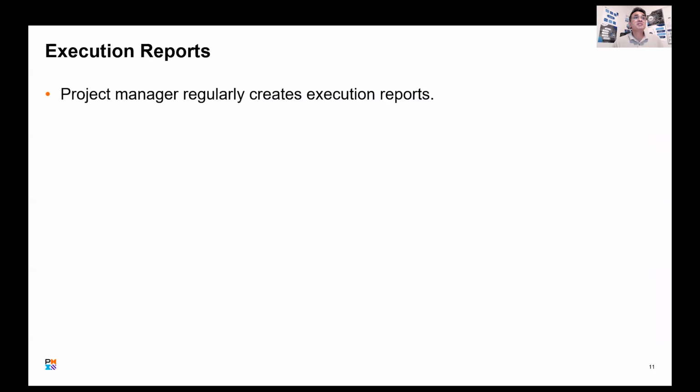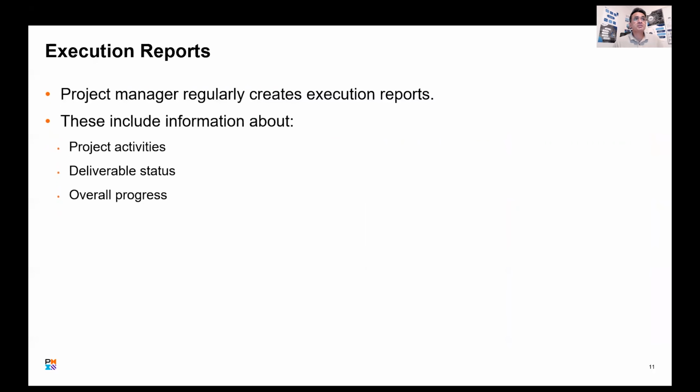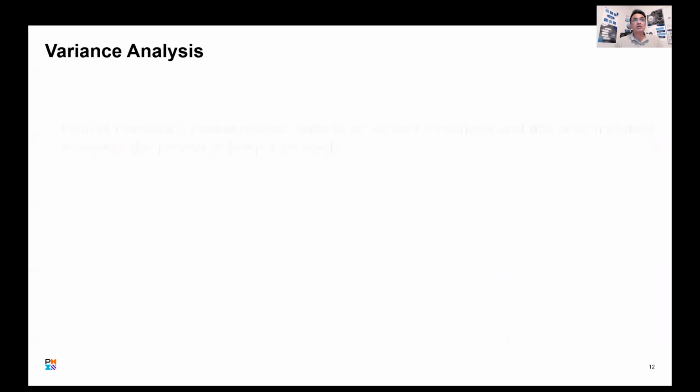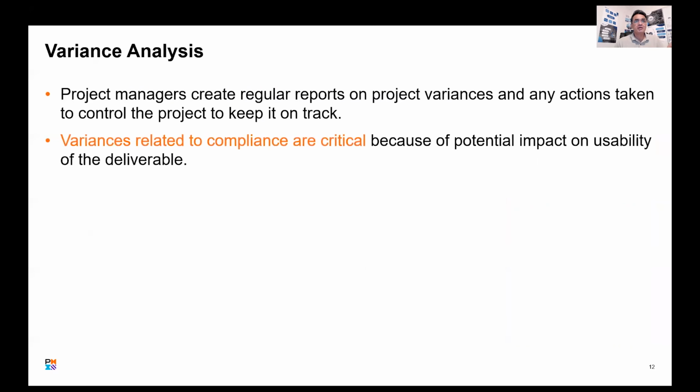We're talking about running the business. So we have execution reports. There are different types of reports that include the data, risk, deliverables, overall status, audit, and any other. Then we also talked about variance analysis and how we manage the variance. Variance related to compliance is critical because of the potential impact on usability of the deliverable. What does that mean?